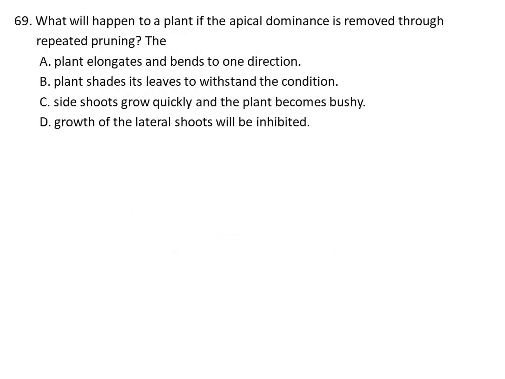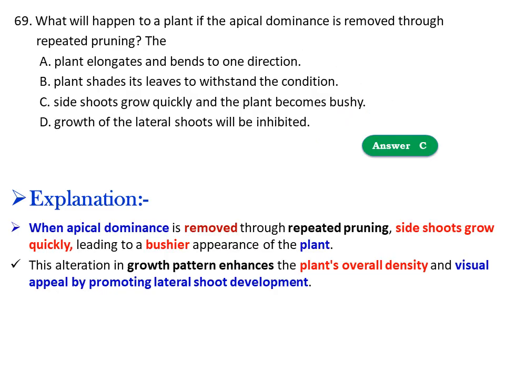Question number 69. What will happen to a plant if apical dominance is removed by repeated pruning? The answer should be the side shoots grow quickly and the plant becomes bushy. So that should be perfectly C. When apical dominance is removed through repeated pruning, side shoots grow quickly and lead to a bushier appearance of the plant. This alteration of growth pattern enhances the plant's overall density and visual appeal by promoting lateral shoot development.